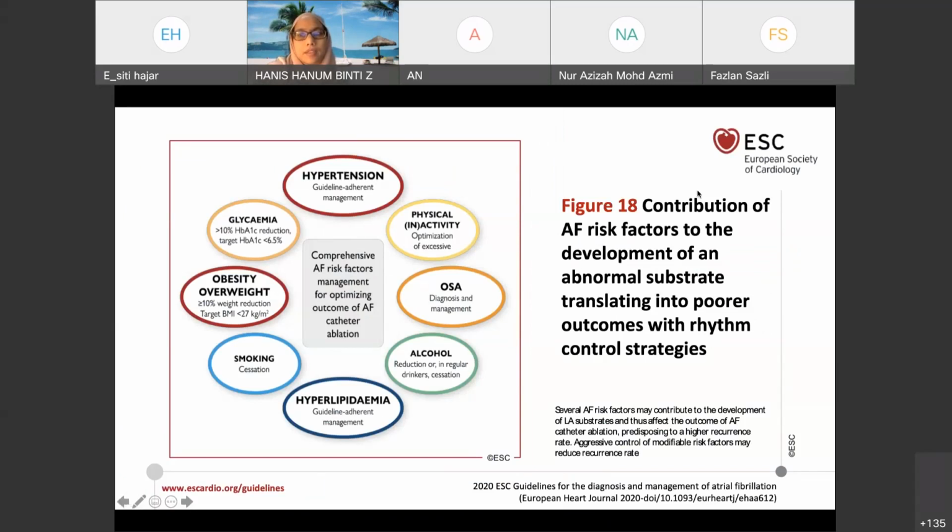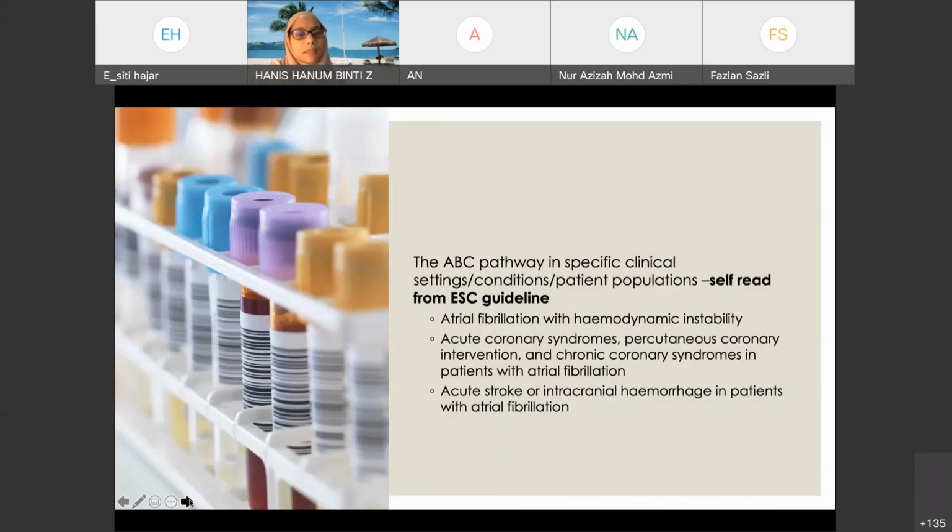Contribution of AF risk factors to the development of abnormal substrate translates into poorer outcomes with the rhythm control strategy. That means if the patient has all these risk factors, for example hypertension, uncontrolled hypertension, physical inactivity, and other problems, it is harder for us to achieve success with rhythm control therapy.